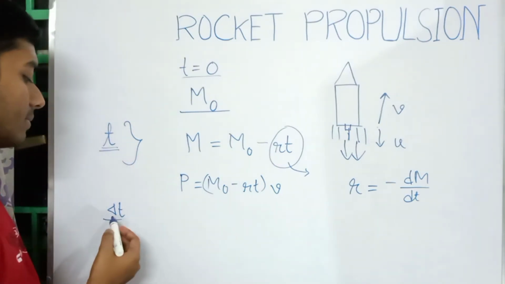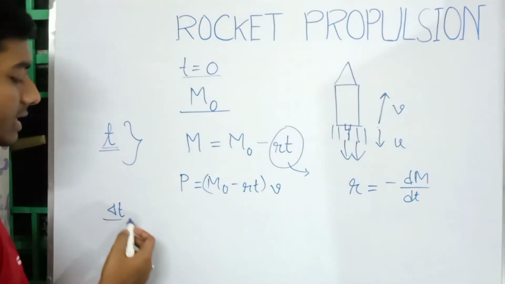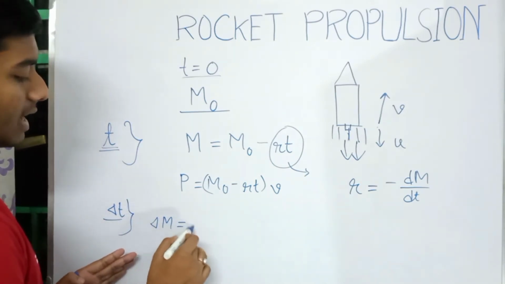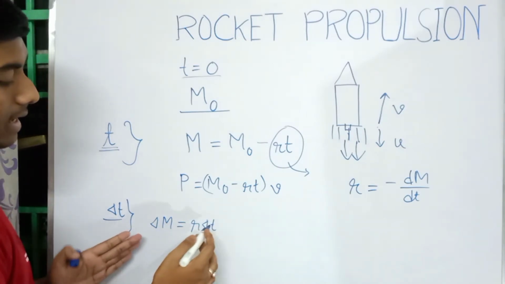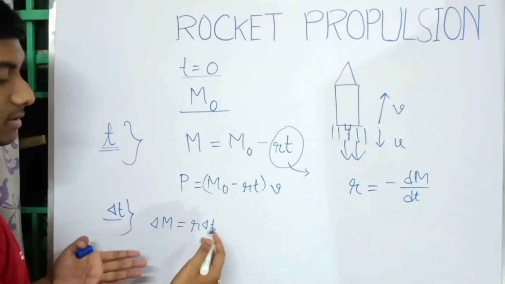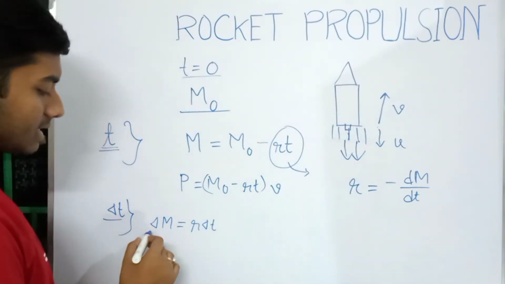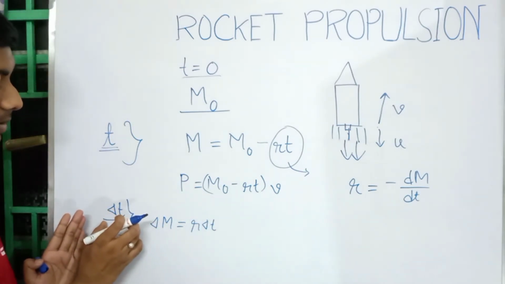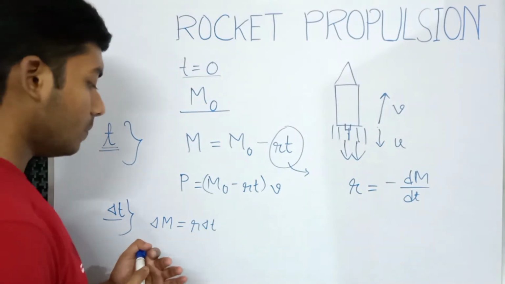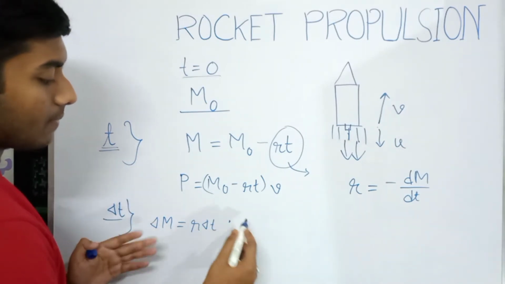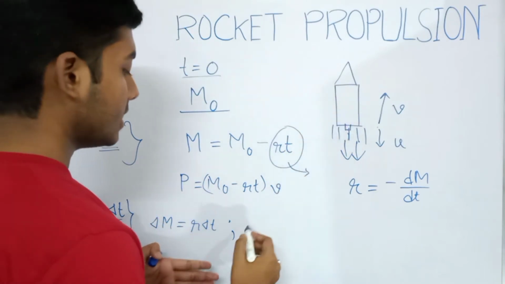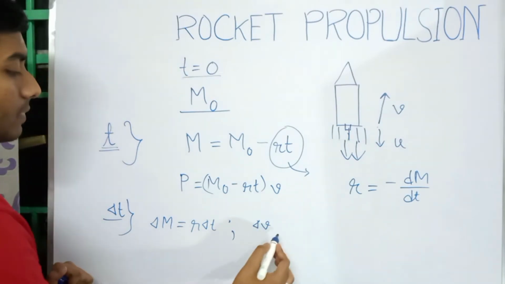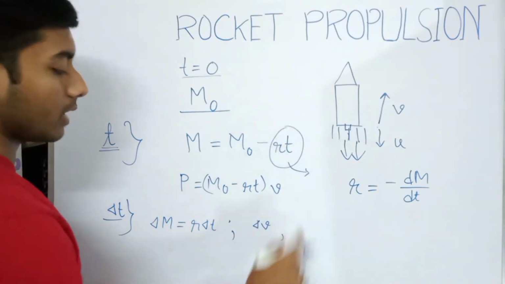Now consider a small time interval del t. In this time interval del t, a mass del m equals r del t is lost as the ejected gas, that is the mass of the ejected gas is del m equals r del t in this time interval del t. And suppose the velocity of this rocket has increased in this time interval by del v. This is the increase in velocity of this rocket.